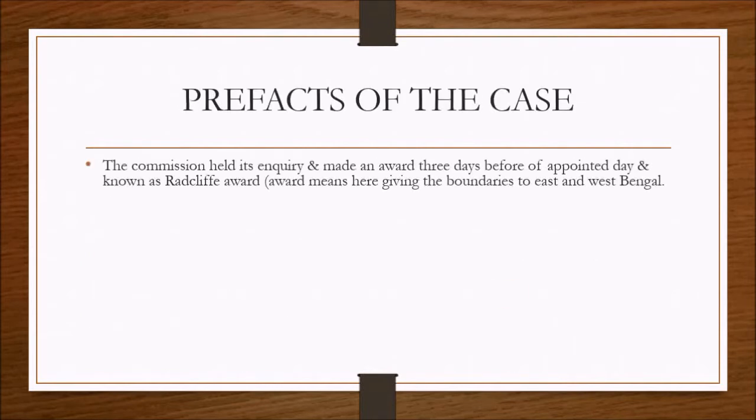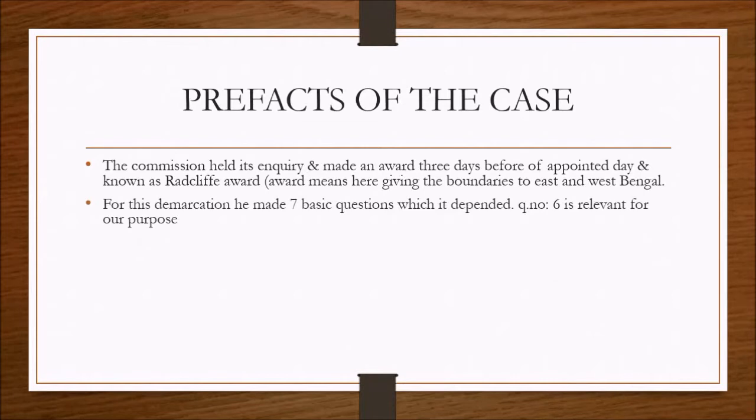The commission held its inquiry and made an award 3 days before the appointed day, and that award is known as the Redcliffe Award. Here, award means giving the boundaries to West and East Bengal according to the Act. For this demarcation, he framed 7 basic questions. Question number 6 is relevant to our purpose. And what is question number 6?